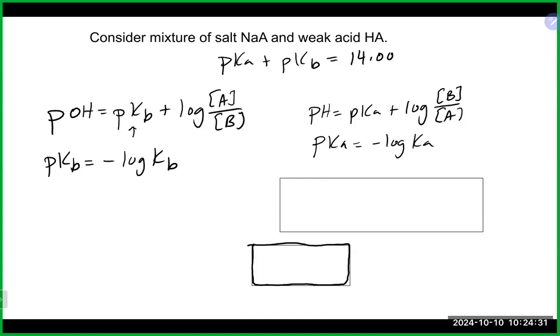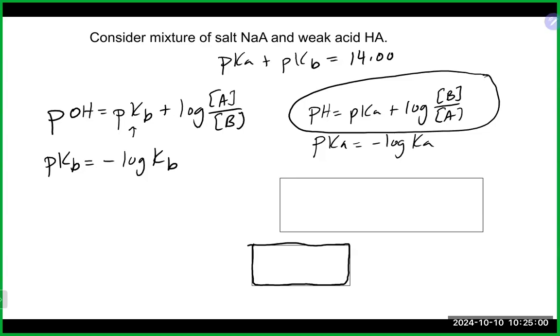Now, sometimes people, as we'll talk about buffers, will use the pOH equation when the buffer situation is more basic, and some people will use the pH one if it's more acidic. The truthful answer is which one you should use. In my opinion, I would just roll with the pH one no matter what the situation is. It could be a basic situation, it could be neutral, it could be an acidic situation. It doesn't matter. I would roll with that one.